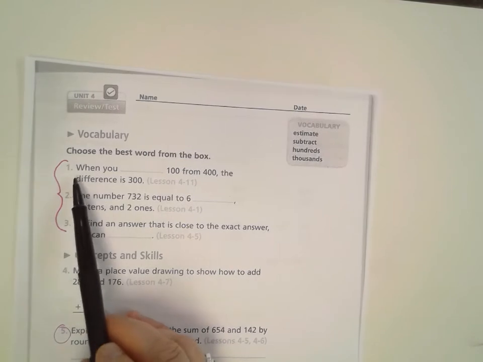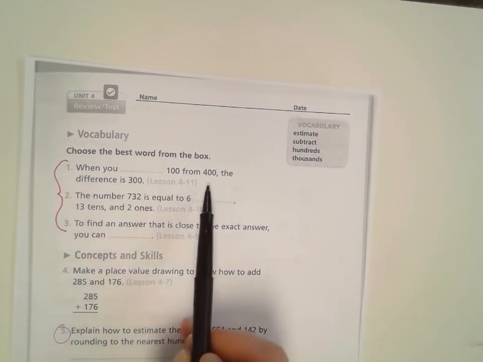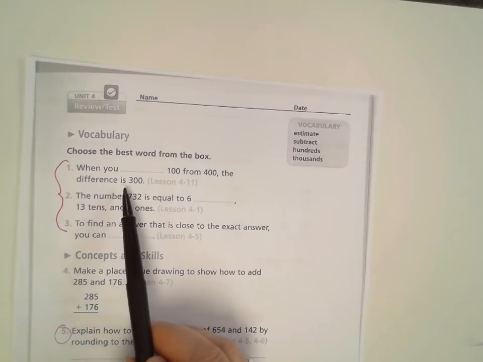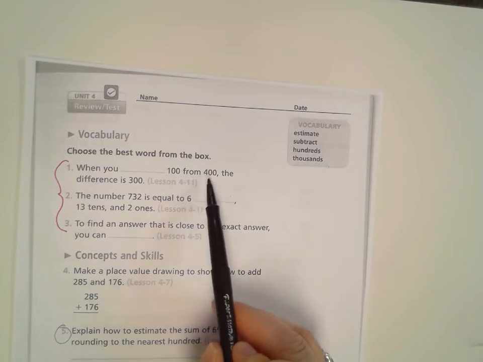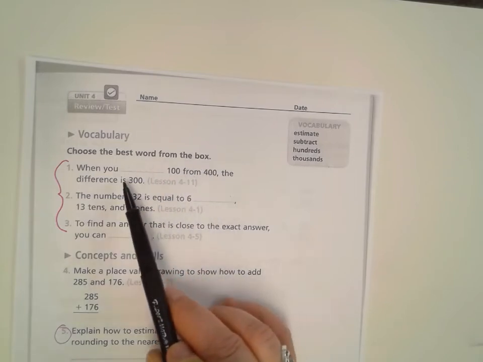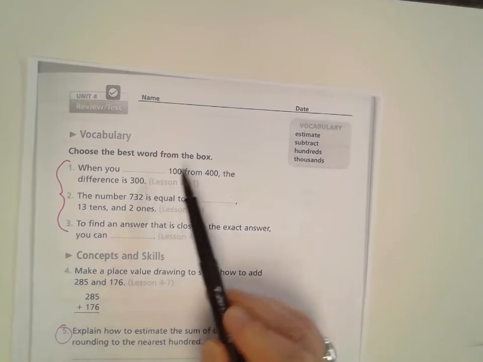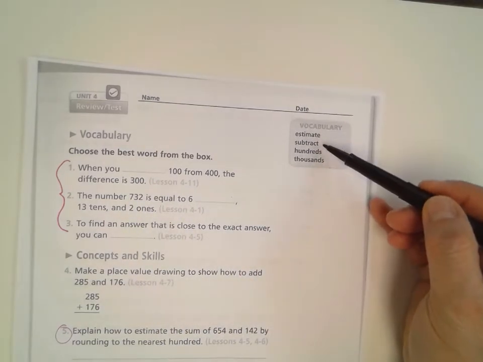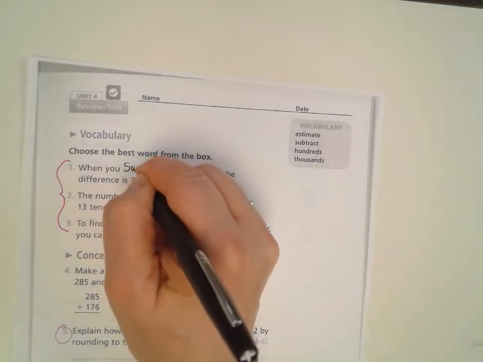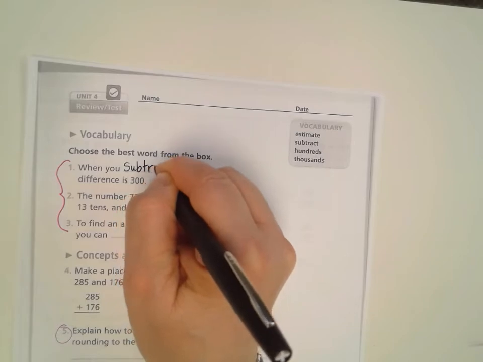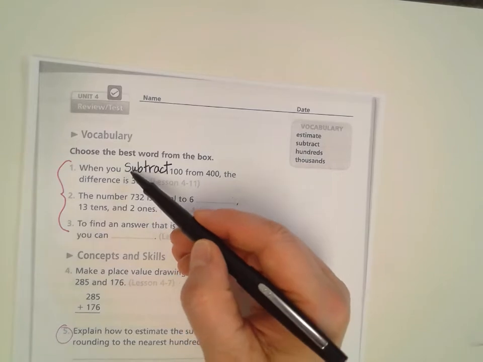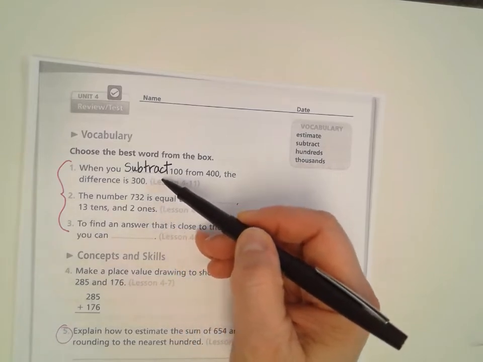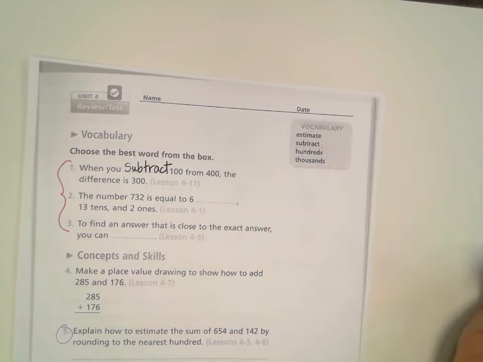So number one says, when you blank 100 from 400, the difference is 300. So I'm going to look at 100 from 400. I must be doing something to make a smaller number here. So it's not going to be estimate. It's not going to be hundreds or thousands. It's going to be subtract. So we're going to write subtract into that spot. You're going to double check that you spelled it correctly. S-U-B-T-R-A-C-T. Should be spelled correctly since it's written right there.